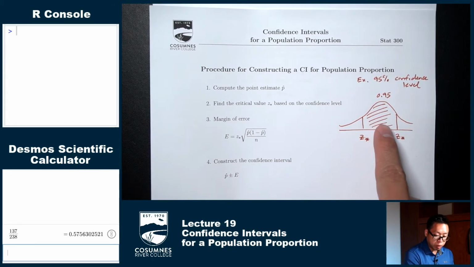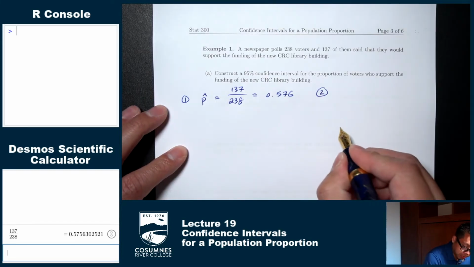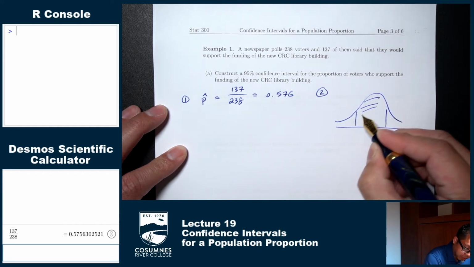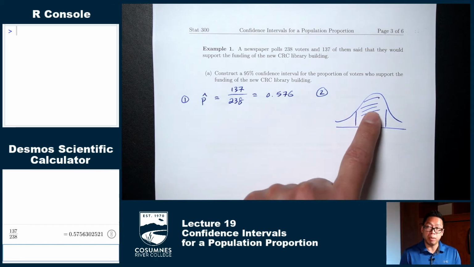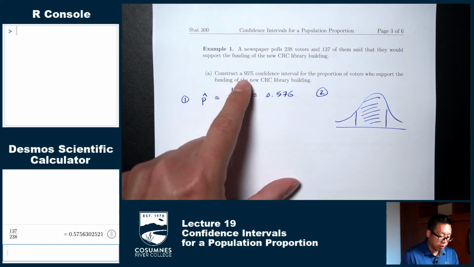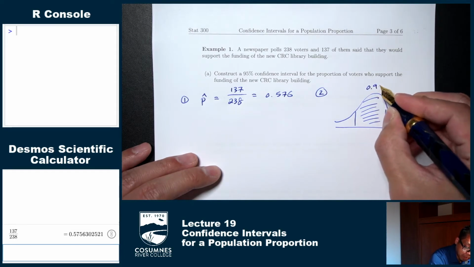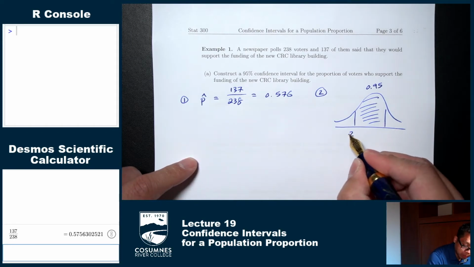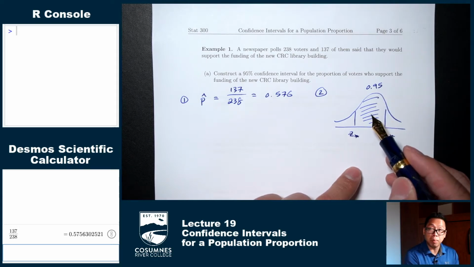So we'll be drawing a normal distribution picture and shading in the middle. The confidence level refers to the area shaded in the middle. So our confidence level here is 95% confidence. So as a decimal, that would be 0.95. That's the area in the middle. And what we're looking for is the 2 Z stars that would have an area of 0.95 in the middle.